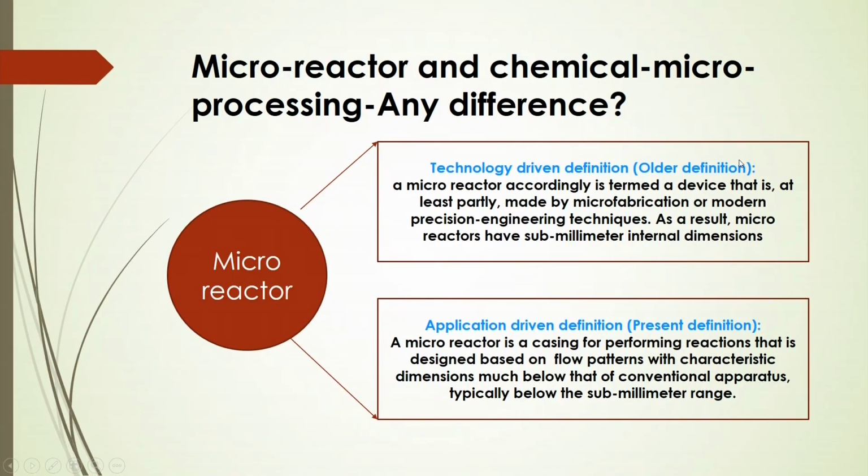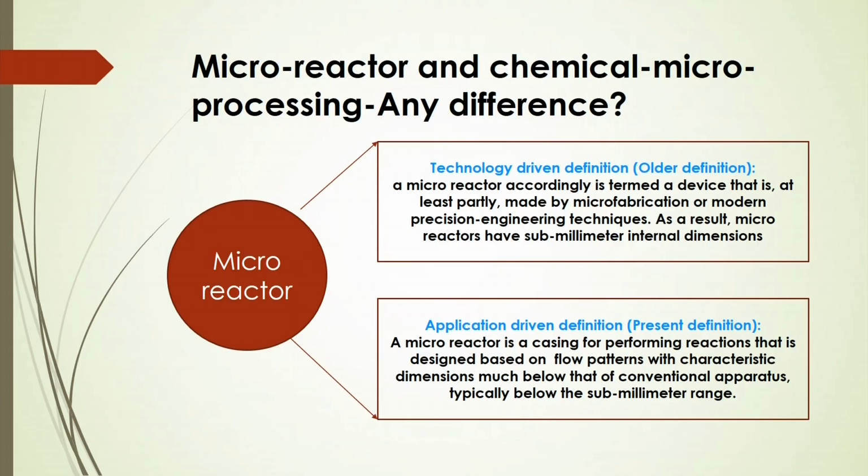Now, the question is, is there any difference between micro reactor and chemical microprocessing or not? In earlier stages, as per the earlier definition, microprocessing was regarded as the technology driven definition of micro reactor. In that case, a micro reactor is termed a device that is at least partly made by microfabrication, or you can say modern precision engineering techniques. As a result, micro reactors have internal dimensions of some millimeters.